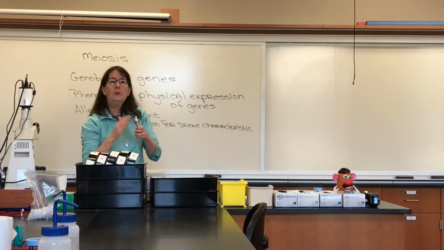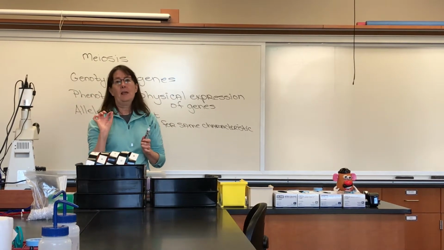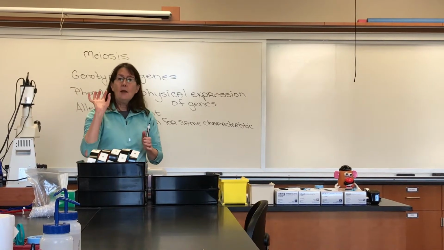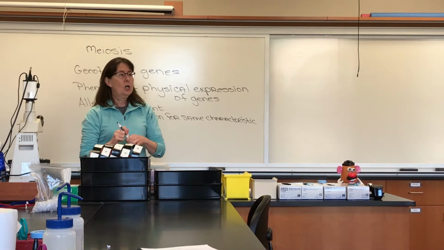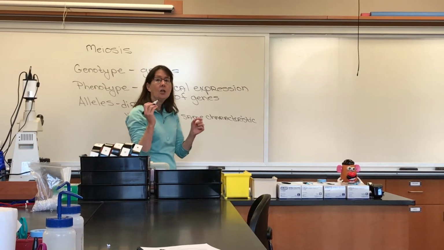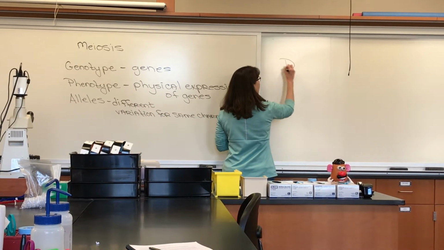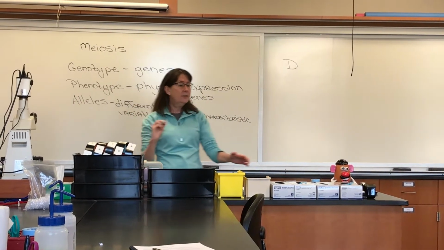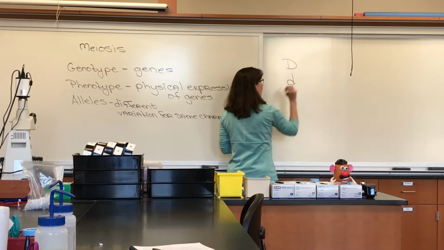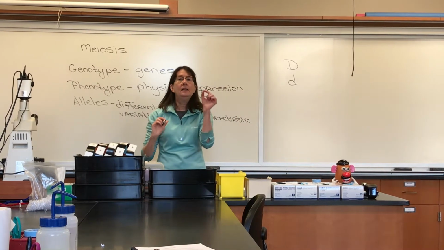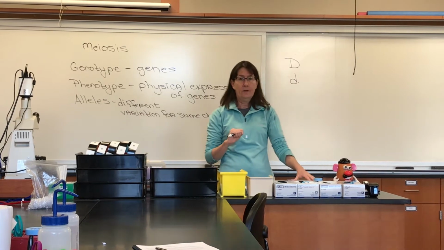So a gene for blue eyes or a gene for brown eyes. Different alleles for the same characteristic. Today we're going to be using dominant and recessive alleles in our lab. Dominant alleles are always given a capital letter. Recessive alleles are always given a lowercase letter. And the dominant allele will always get expressed over the recessive.